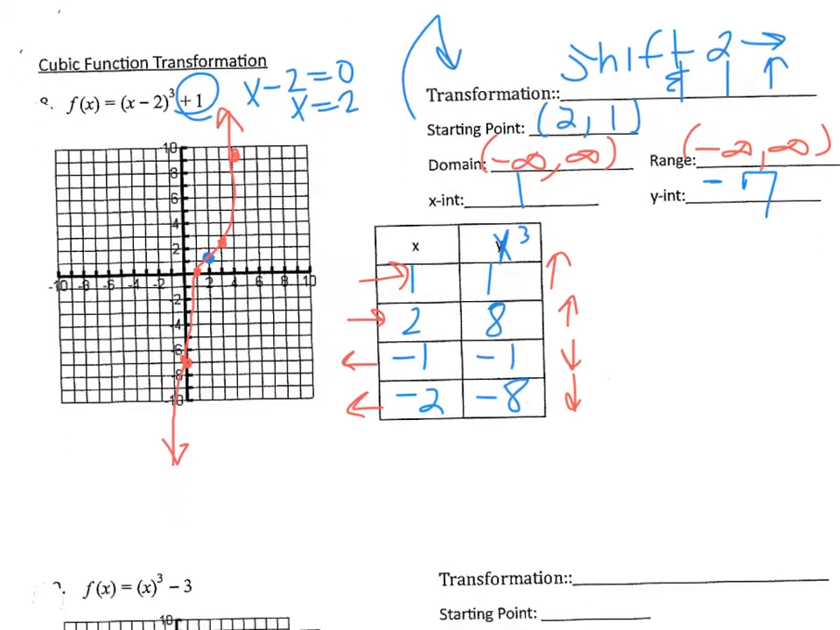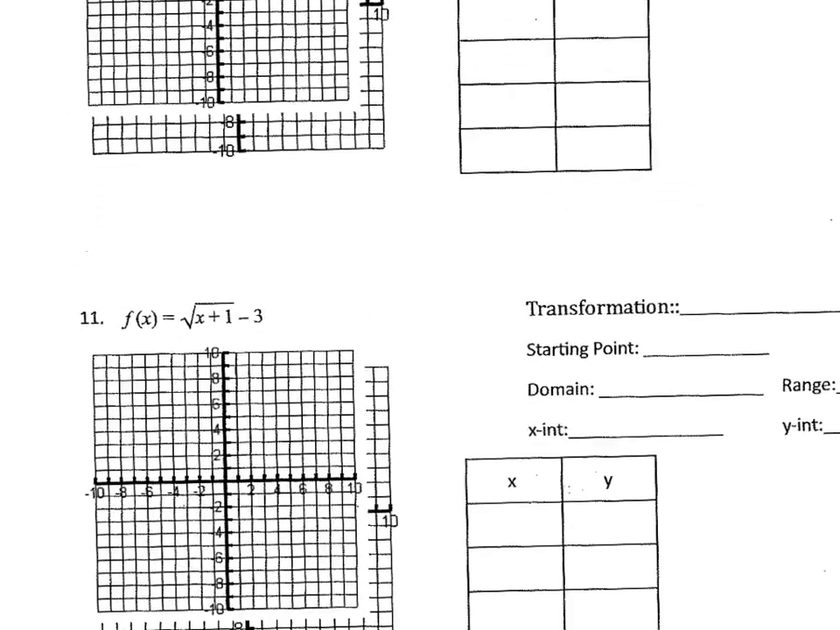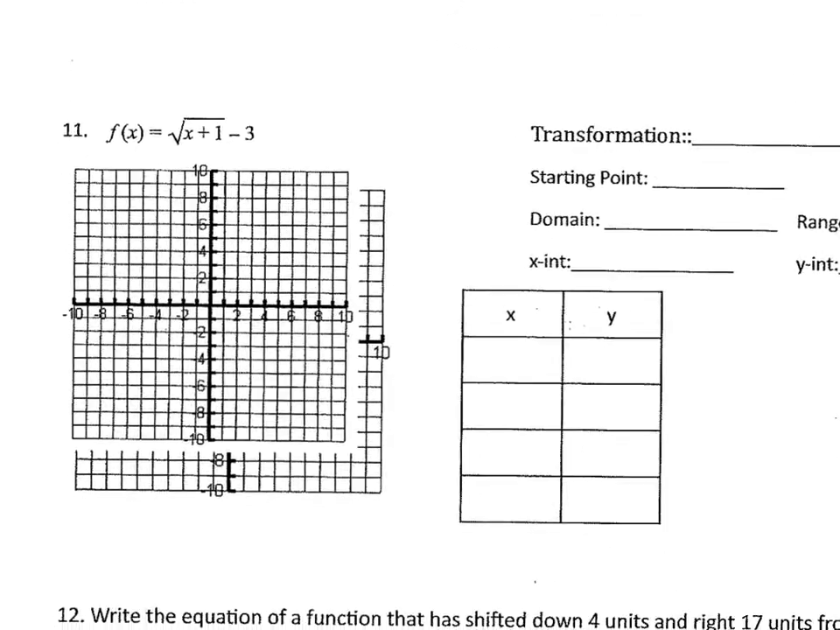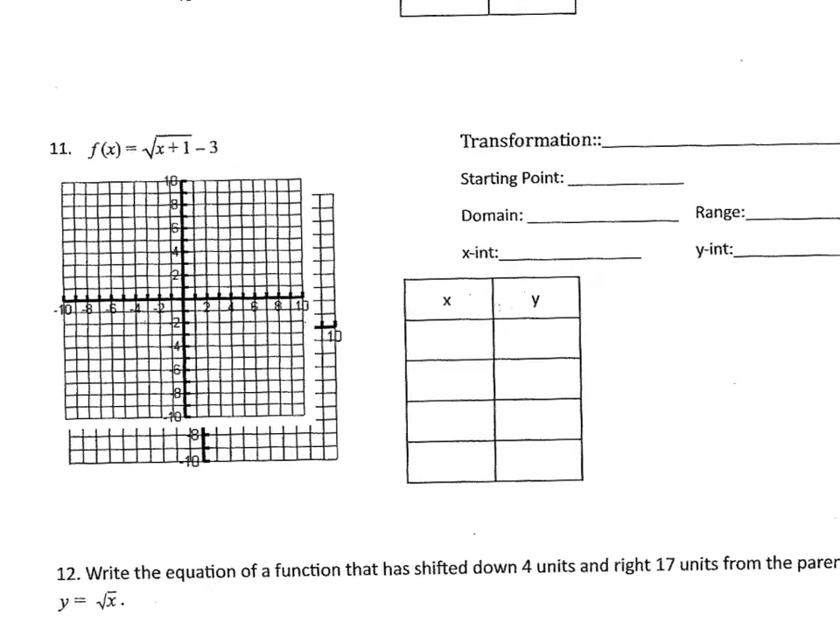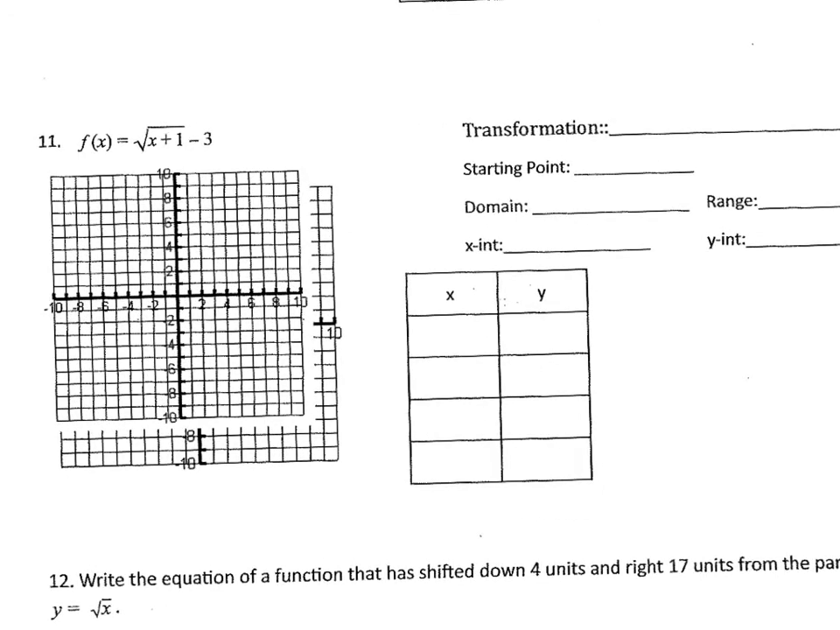So let's look at the last one, which is the square root function. Let me see if we can find one. Let's do number 11, because that way we go down. We haven't gone down in a little bit. So we'll do number 11, and then we'll look at some of the equations.